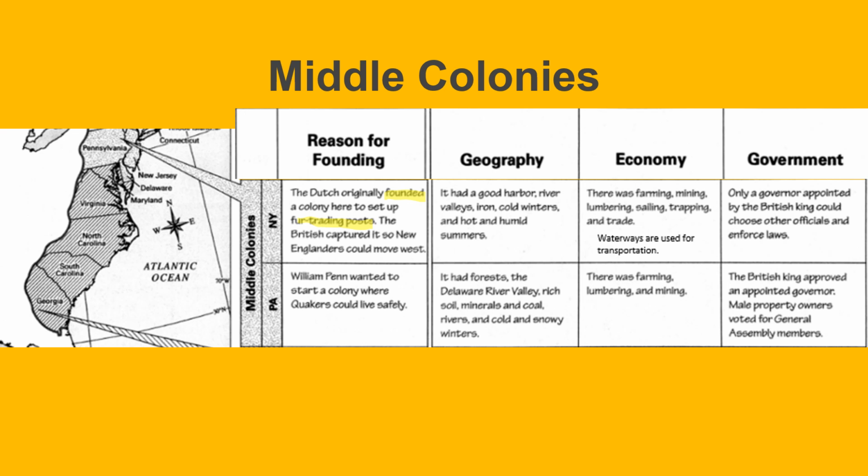Of course, the British will capture it, so New Englanders could move west. It starts out as New Netherland, because the Dutch came here first, but eventually it would be named New York.